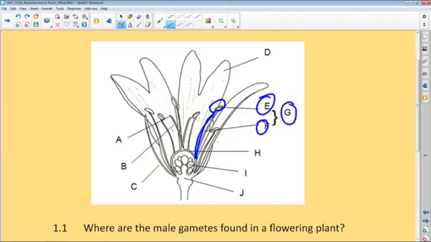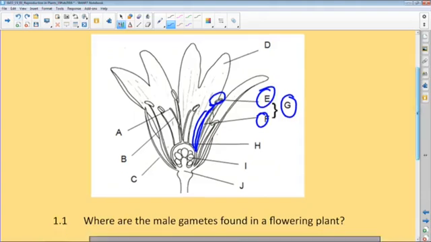Now, where are the male gametes found in this plant? Okay. Now, is it found in this tube? Is it found in this top section? Is it found in this top section here, right? Or is it found in both? It's a good question. Let's have a look.